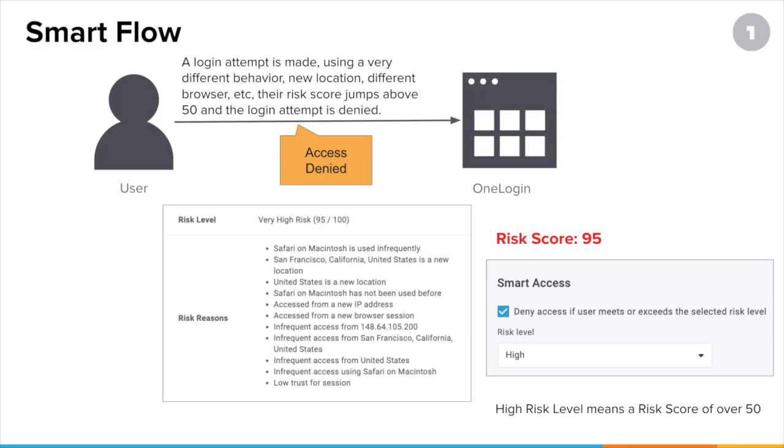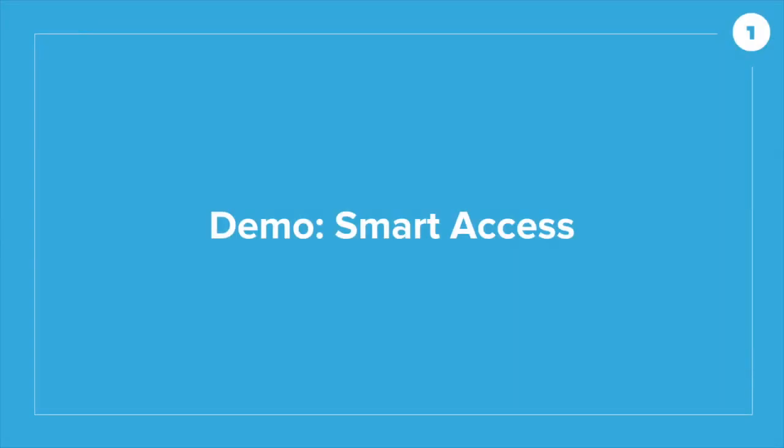A login attempt is detected, and it's very different than the normal behavior that has been established. Let's say a different browser, different location, time. The score jumps up past 50. Smart Access now kicks in, and the login attempt is denied. Now let's take a look at how Smart Access works.